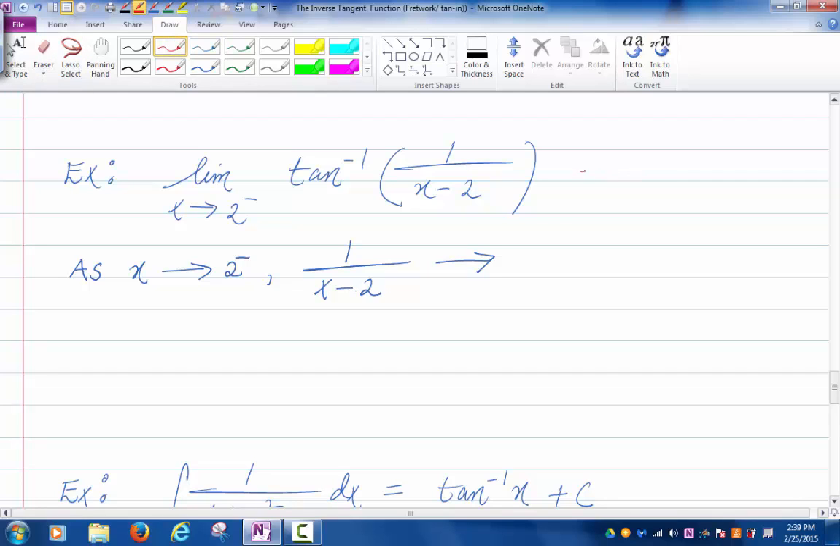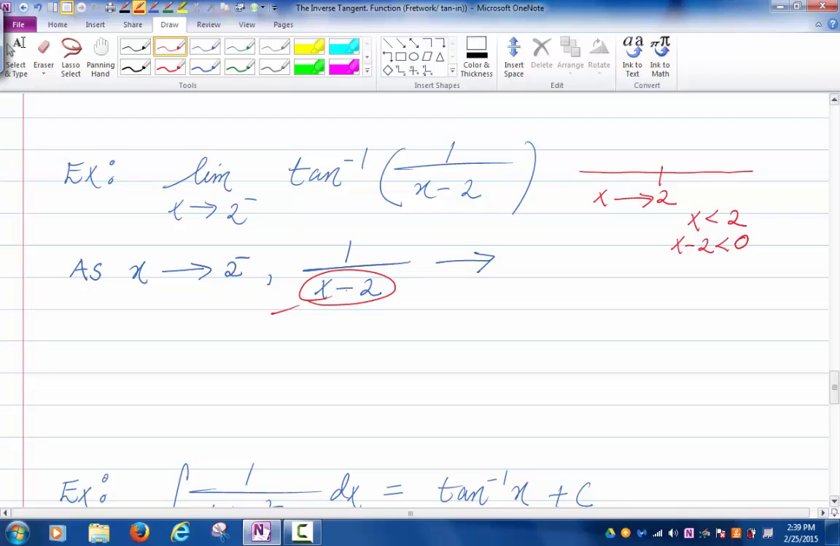Think about the fact that on the real line, if I have 2 here, x is going to 2 from the left. Doesn't it mean that x is less than 2? Doesn't it mean that x minus 2 is less than 0? So the denominator, x minus 2, is negative, right? Because x is going to 2 from the left, my denominator is negative. However, it is shrinking to 0.